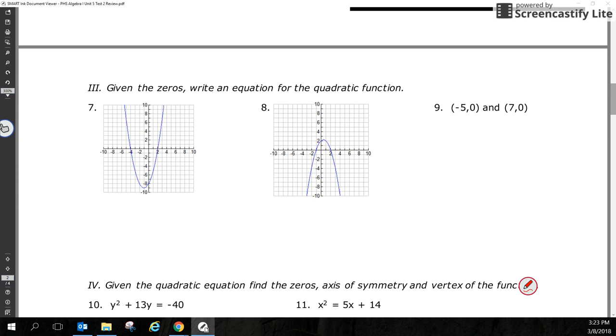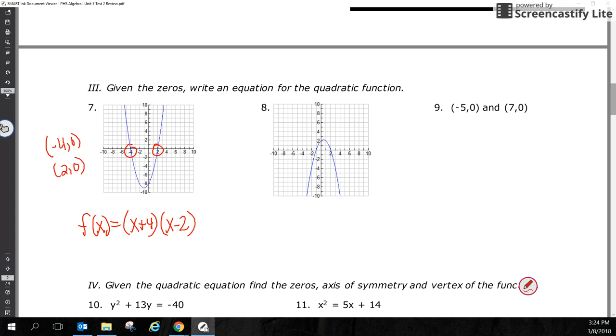All right, number 3, it says given the zeros, write an equation for the quadratic function. So here I've got zeros at (-4, 0) and (2, 0). And then remember, when you write the equation and put it in factored form, you're going to change those signs, because now we're going from solutions back to the factor. So one factor would be x plus 4. The other factor is going to be x minus 2.